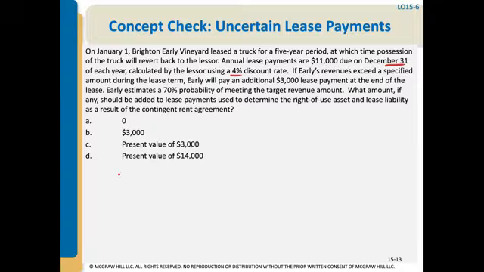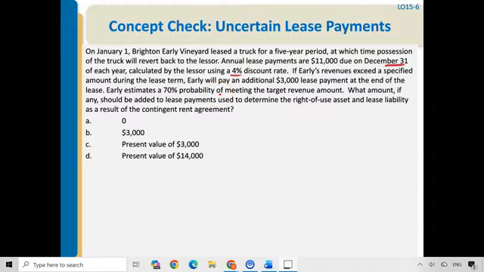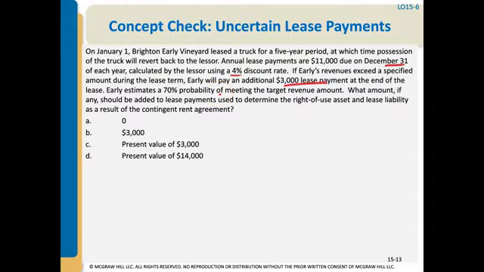If Early's revenue exceeds a specified amount during the lease term, Early will pay an additional $3,000 lease payment at the end of the lease. Early estimates a 70% probability of meeting the target revenue amount. What amount, if any, should be added to the lease payments used to determine the right of use asset and lease liability as a result of the contingent rent agreement?